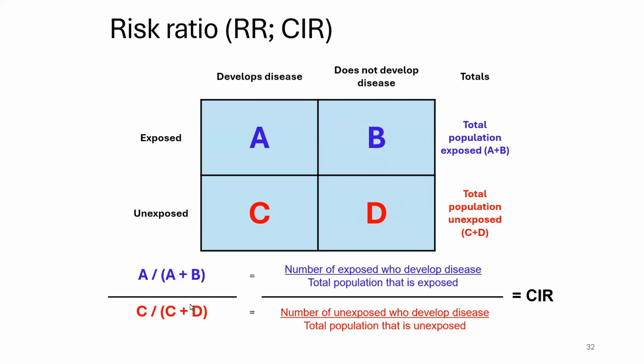Another way to format this in your brain is to use a formula. Some of us prefer formulas over writing things out as long sentences. So if we were to use the 2 by 2 table, we would calculate our cumulative incidence as A over A plus B. In the unexposed group, we would calculate it as C over C plus D, and then take the ratio of that to get our cumulative incidence ratio.